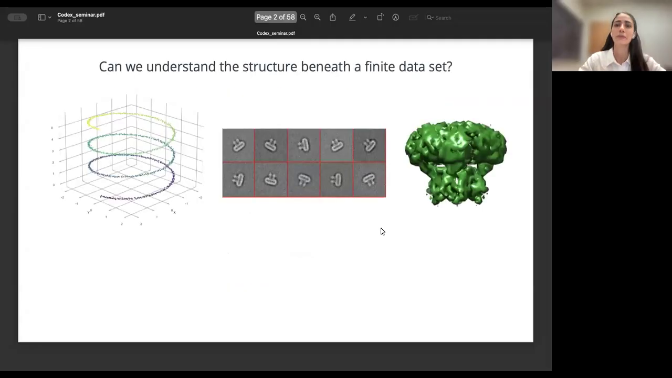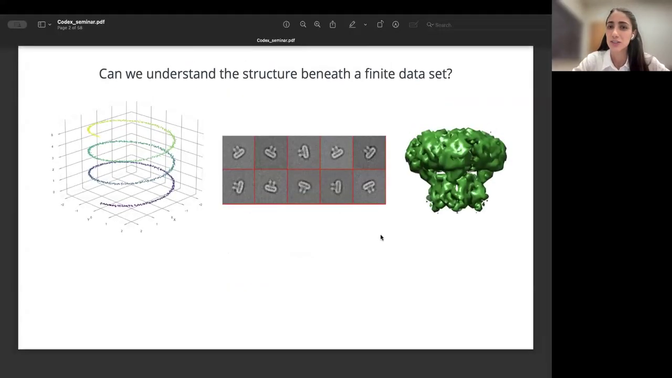So we want to understand the structure beneath a finite data set. Be it, for example, data coming from simulations, PDEs, or here we have images from cryo-EM, where you freeze a molecule and basically take a picture of it, which is what we are seeing here. So this is the molecule, and these are the corresponding 2D images that you get from those pictures.